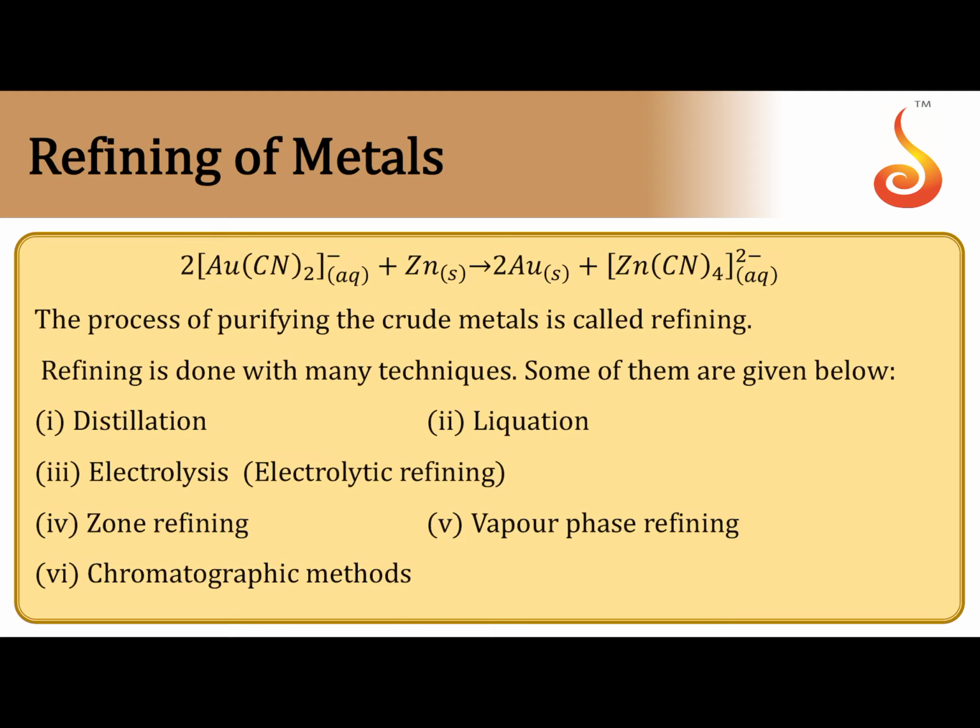From the solution we can get back our beloved silver or gold by adding a more electropositive metal. When the auric cyanide solution is obtained, to this we add a more electropositive metal; zinc is more electropositive when compared with gold. So gold is displaced by zinc, and gold is extracted in this way. This is called the MacArthur-Forrest process.